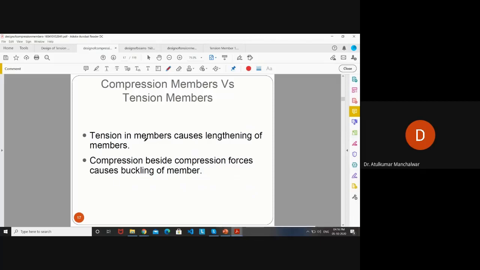See here the major difference. In the tension member, the force causes lengthening of the member, meaning an increase in the length. Here, the compression force causes buckling of the member. Buckling means you are reducing the length of the member. Lengthening means the linear stretching.